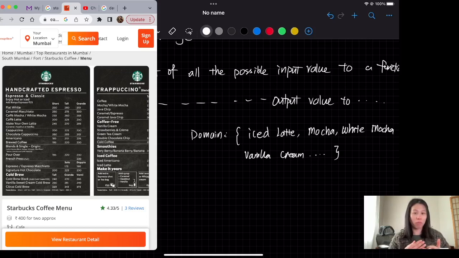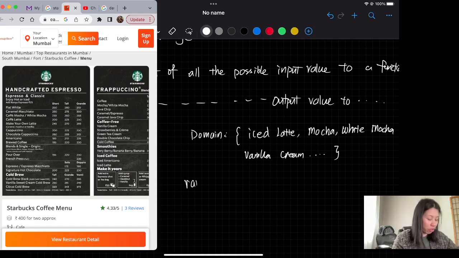So what is not in the domain? Such as boba tea. Starbucks doesn't have boba tea, right? So that means we cannot order boba tea from Starbucks. That means boba tea is not in the domain of the Starbucks menu.